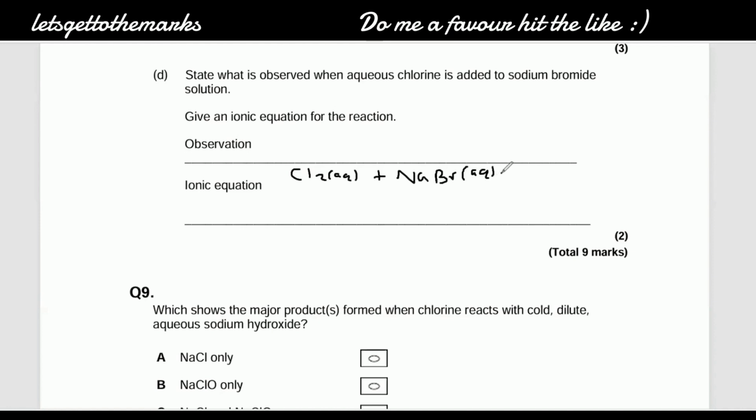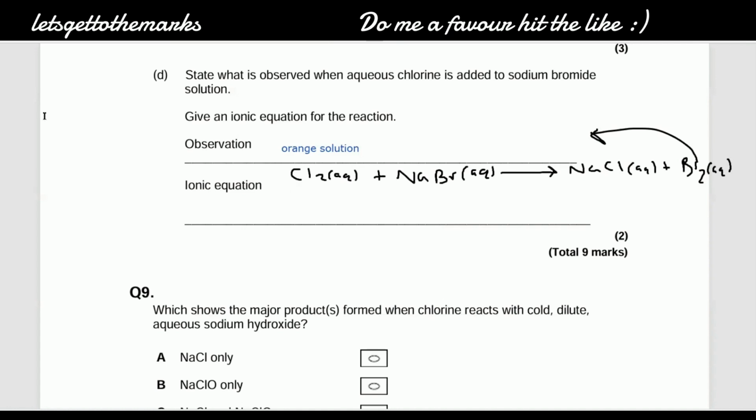What's more reactive, chlorine or bromine? Chlorine is further up group 7, so it's more reactive and it's going to displace the bromine. We end up with aqueous sodium chloride and aqueous bromine displaced. What we're going to see is the color of that bromine. I'm going to see an orange solution. You can probably say light brown as well. Orange, brown, similar. So I'm just going to say an orange solution forms.